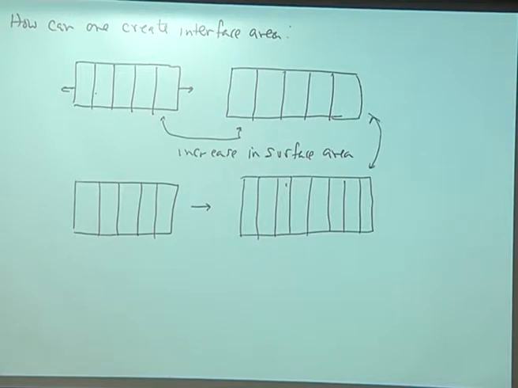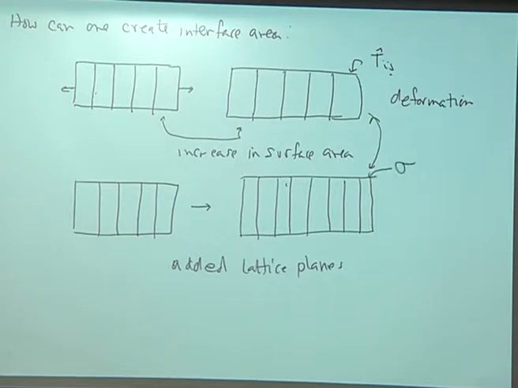Here what you've done is by deformation. Here what you've done is you've added lattice sites, and actually lattice planes in this case. And so they're different, even though the surface area is the same. So this process up here, the change in the energy associated with this measures the surface stress. The change in the interfacial area with respect to increasing the number of lattice planes measures the interfacial energy sigma. And so they're different.